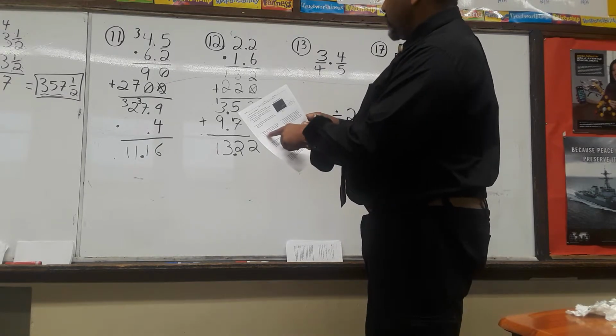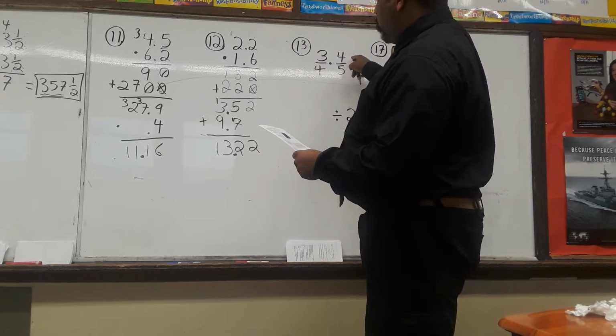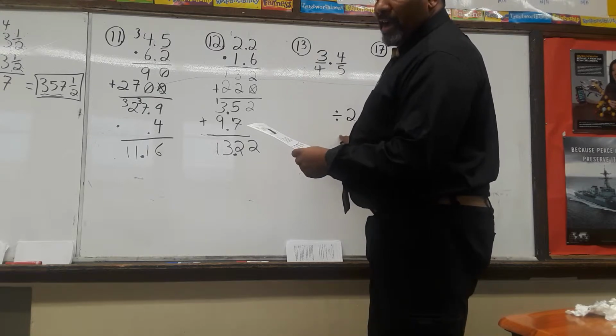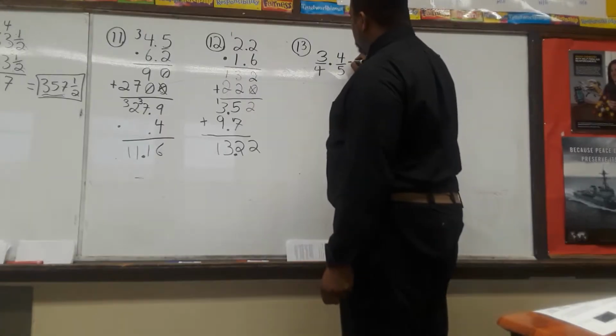Now, the word divides before the 4/5 might confuse you, but he hasn't started dividing yet. First, we have to find out what is 4/5 of the 3/4. Then we're going to divide that between our 2 friends. So we're going to multiply straight across here.